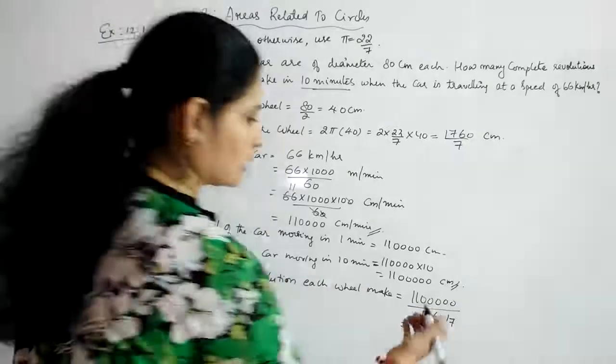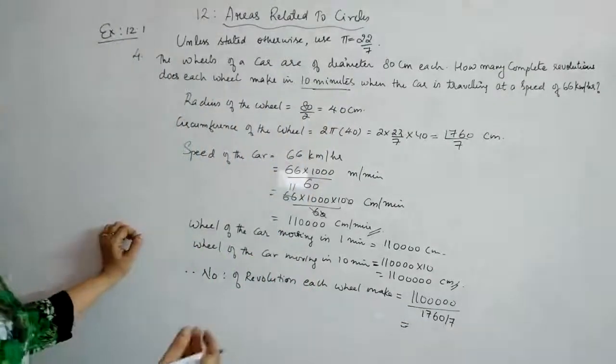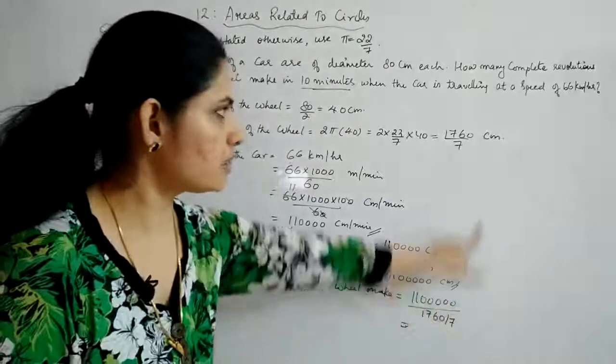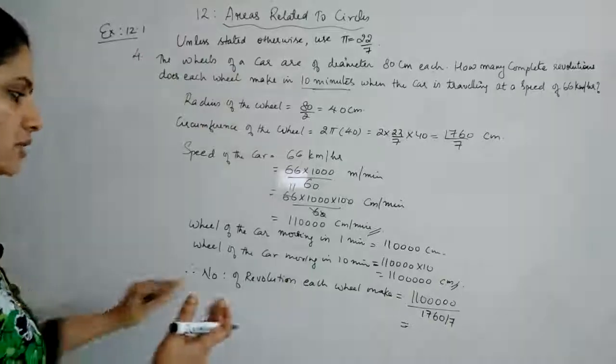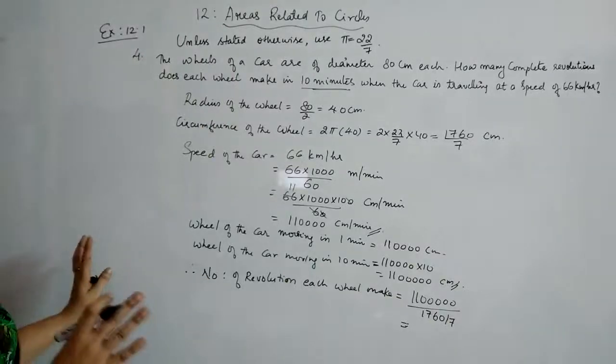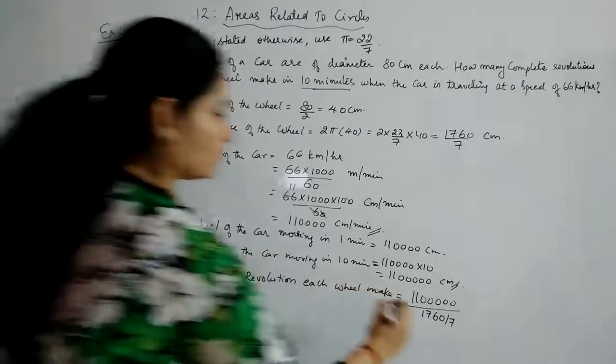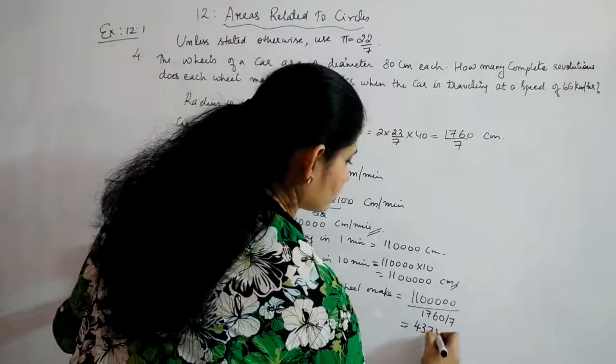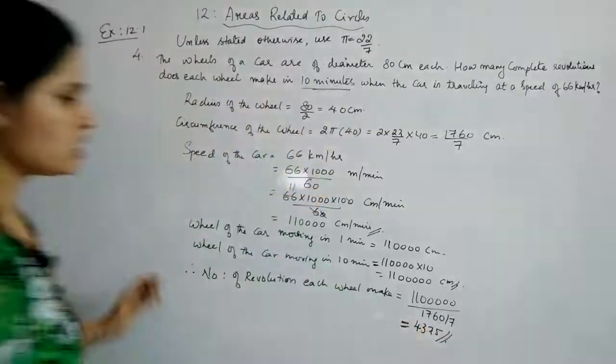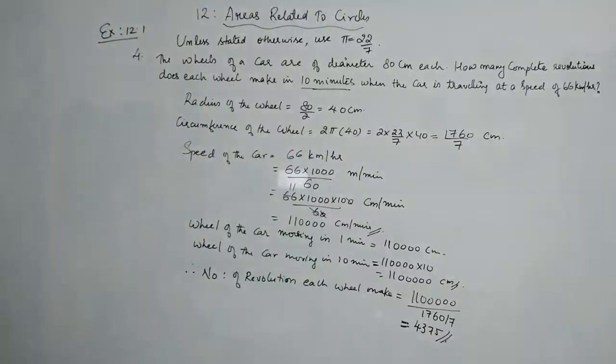See, this is in centimeters. Centimeters by centimeters will get cancelled, and you will get the number of revolutions as a number only. That is 4375 alone. So this is the number of revolutions made by each wheel.